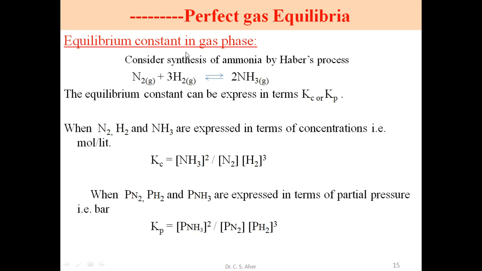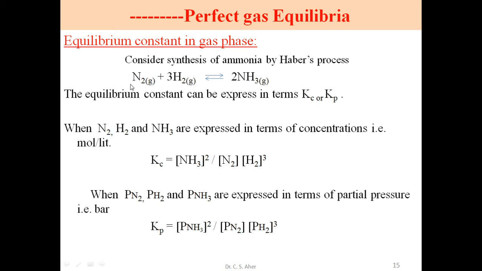So, equilibrium constant in gas phase. Consider the synthesis of ammonia by the Haber process. Nitrogen gas combines with hydrogen gas to form ammonia gas. All are in gaseous form. The equilibrium constant can be expressed in terms of Kc or Kp.